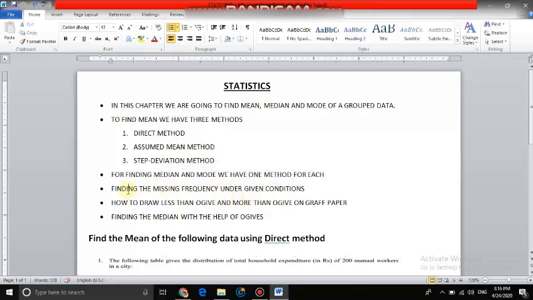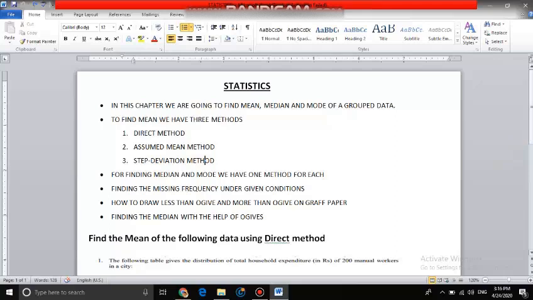We will also cover finding missing frequencies under given conditions, how to draw less than ogive and more than ogive on graph paper, and finding the median with the help of ogive. If you have done this much, this chapter will cover all the things. Okay, so first we'll go for the direct method, how to find the mean.